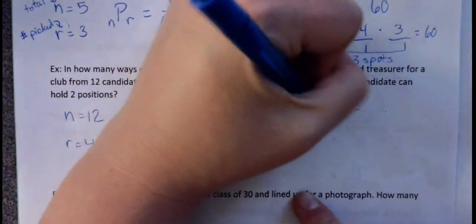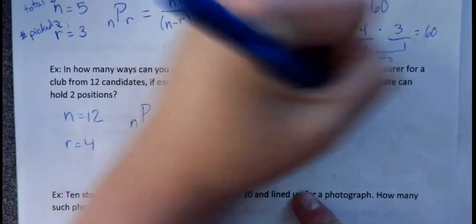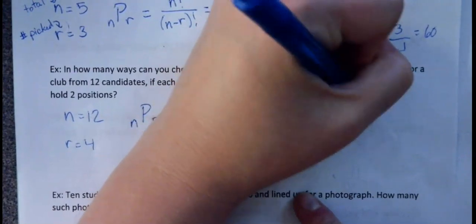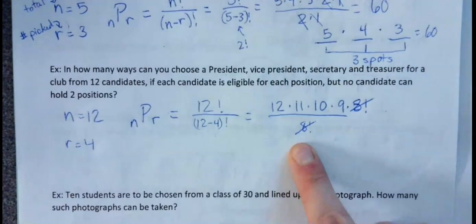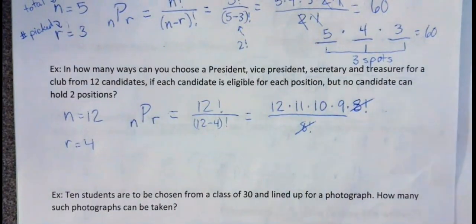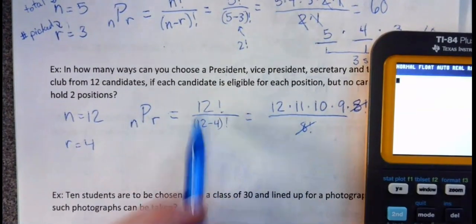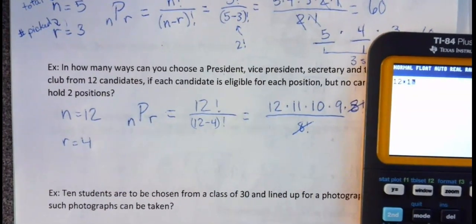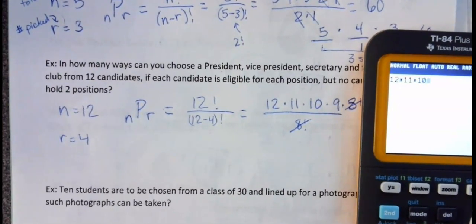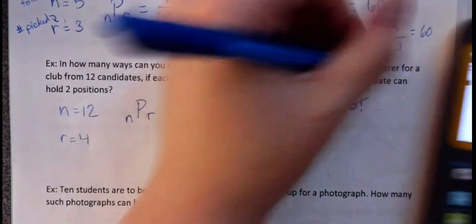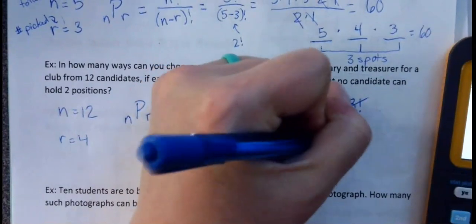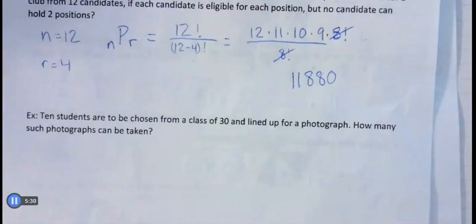Another way to write that would be times 8 factorial, and then those 8 factorials would be canceled out. So your 4 spots are 12 times 11 times 10 times 9. You can write all that in, or just 12 times 11 times 10 times 9, and you get a giant number, 11,880. So that's what's happening behind the scenes, and then I'm going to show you a shortcut now.